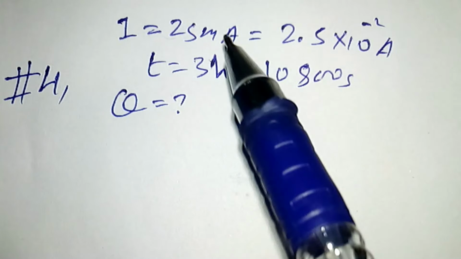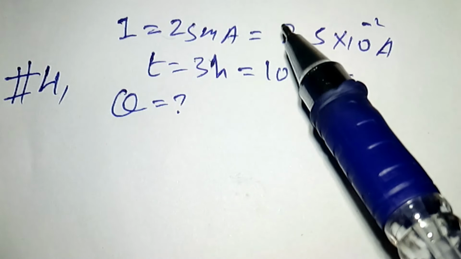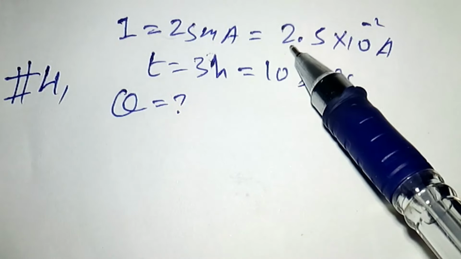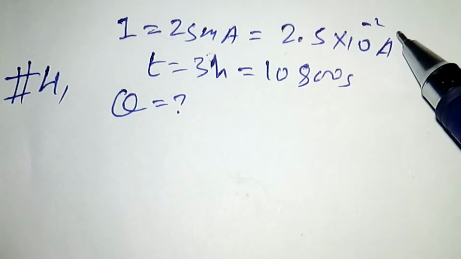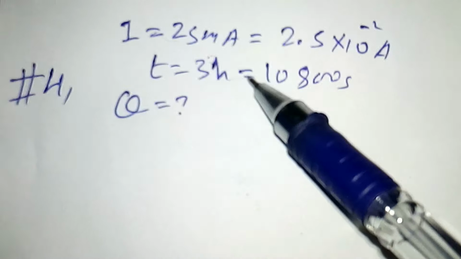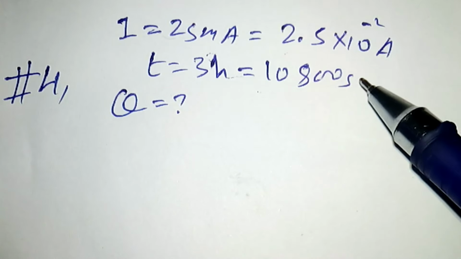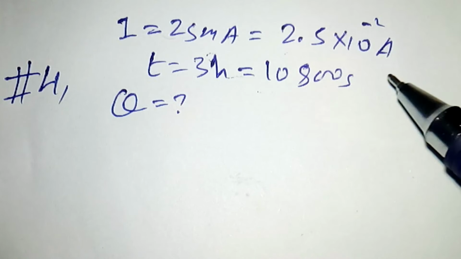A small radio receiver uses a battery that delivers a constant current of 25 milliampere, which is 2.5 times 10 raised to minus 2 ampere, for 3 hours. 3 hours means simply 10,800 seconds. Then calculate the total charge delivered by the battery.